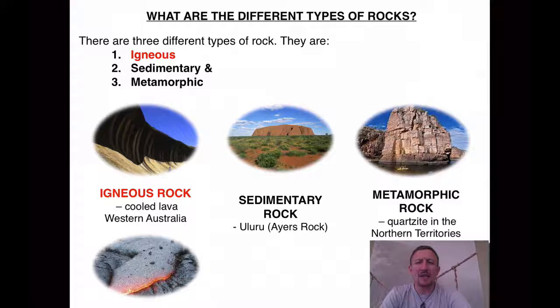Okay, now basically there are three types of rocks which are produced on the Earth's planet. They are igneous, sedimentary and metamorphic. Now igneous rock is shown in red here. Basically it's cooled lava. Then we've got sedimentary rock, for example Ayers Rock, and metamorphic rock, which is something like quartzite. And there's a photo here of one of the new territories.